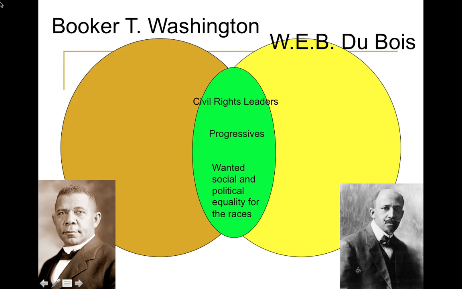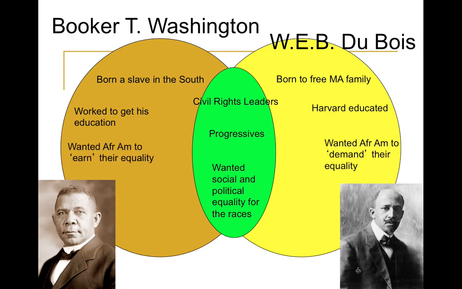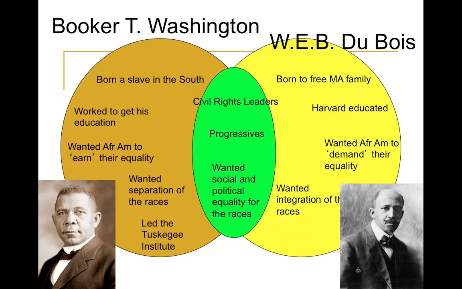These 2 men, Booker T. Washington and W.E.B. Du Bois, had some similarities. They both wanted change, they wanted equality, they wanted to help out the African American community that has, even though the Civil War is over, still faced racism and poverty. But they have different backgrounds, different educations, different demands, different goals, and they created different things.